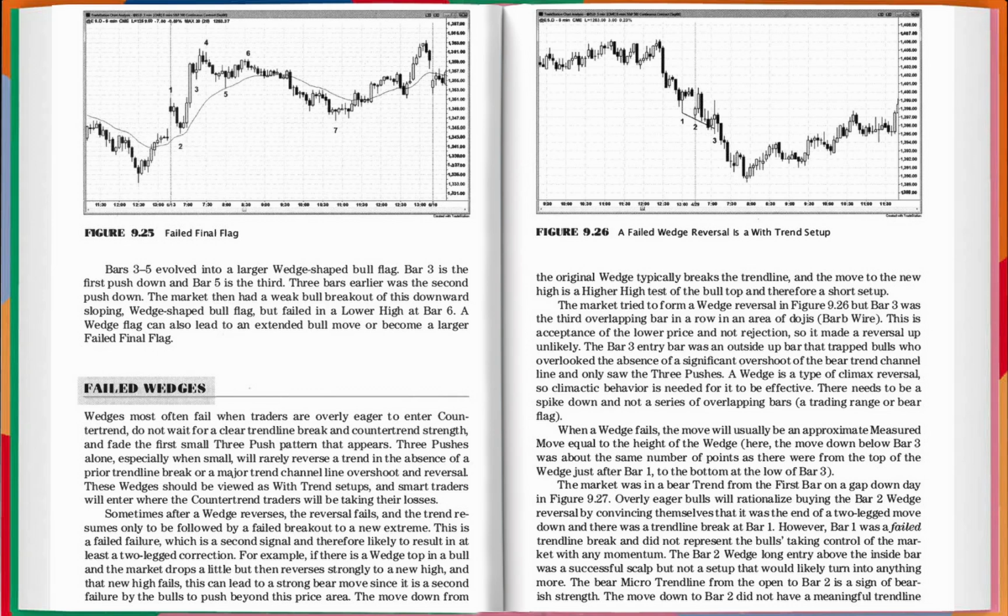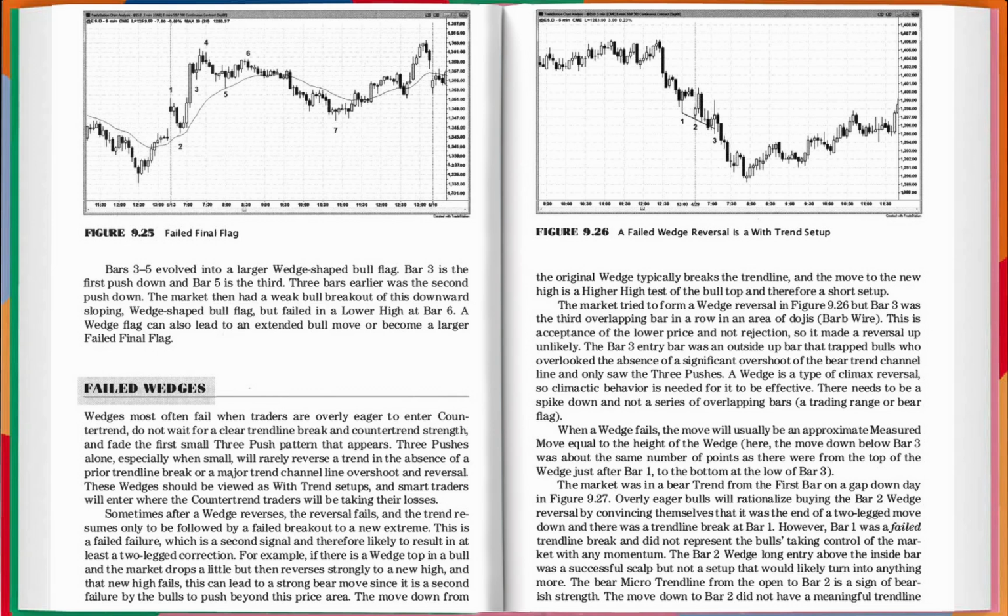The market tried to form a wedge reversal in figure 9.26, but bar 3 was the third overlapping bar in a row in an area of doji's barbed wire. This is acceptance of the lower price and not rejection, so it made a reversal up unlikely. Bar 3 entry bar was an outside-up bar that trapped bulls who overlooked the absence of a significant overshoot of the bear trend channel line and only saw the 3 pushes.